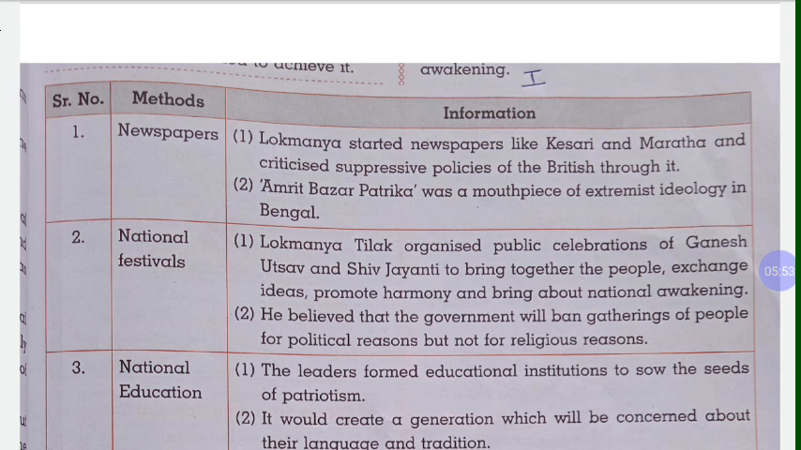He believed that the government will ban gatherings of people for political reasons, but not for religious reasons. He was very smart here. Lokmanya Tilak was very smart. उन्हें मालूम था अगर कोई gathering meeting रखी तो definitely Britishers will stop, Britishers will ban. लेकिन ब्रिटिशर्स रिलीजियस लाइफ में इंटरफेयर नहीं करेंगे, because it was the Queen's Proclamation that there would be no interference in religious matters, and these are all the festivals, so nobody is going to interfere there. So he was very smart, he was playing very smartly, he was an extremist leader.